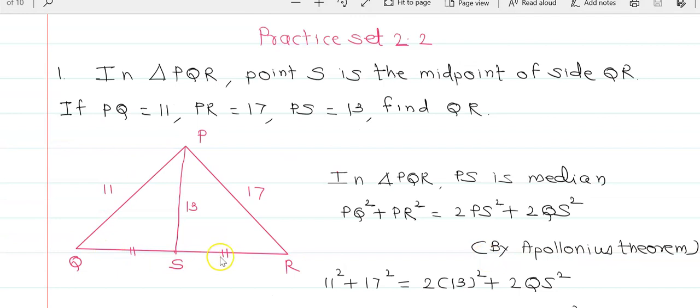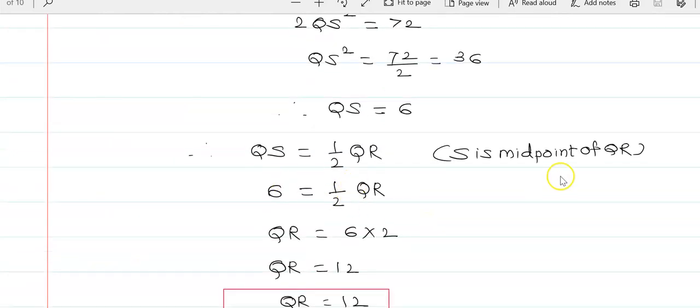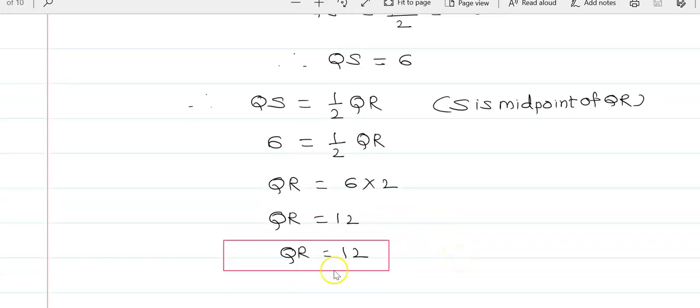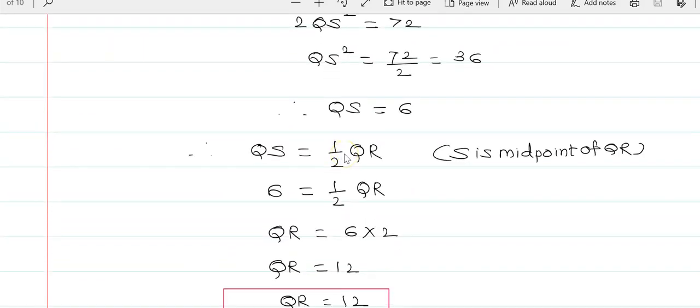Now this is QS, but QS is equal to 1 upon 2 QR, as S is the midpoint of QR. That is 6 is equal to 1 upon 2 QR. QR is equal to 6 into 2, so QR is equal to 12, and this is the value of QR that we wanted to find. Now next problem.